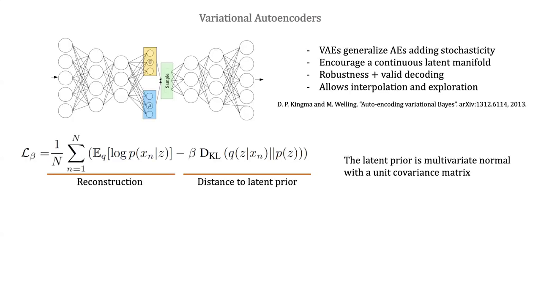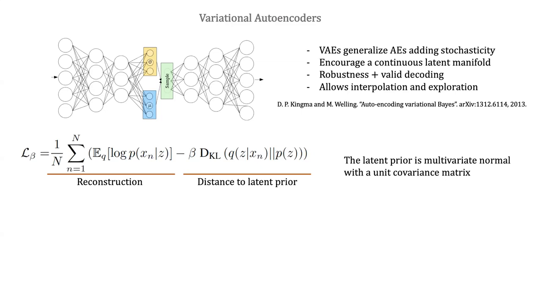Okay, so what are variational autoencoders? It's, like I said, an extension of the basic autoencoder design that I mentioned earlier. The main idea here is that variational autoencoders generalize autoencoders by adding stochasticity. So the latent layer here does not generate point estimates, a single value that corresponds to a specific latent feature. It actually generates distributions. So every latent dimension is going to be a distribution with a particular mean and a particular variance, which is sampled before you go to the decoding.